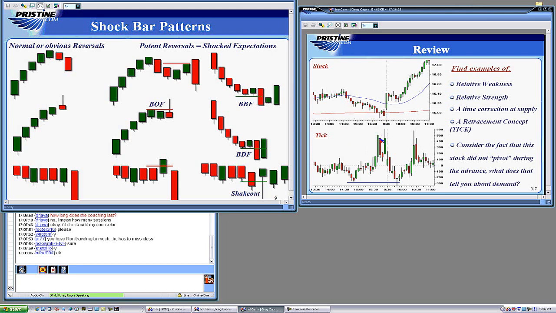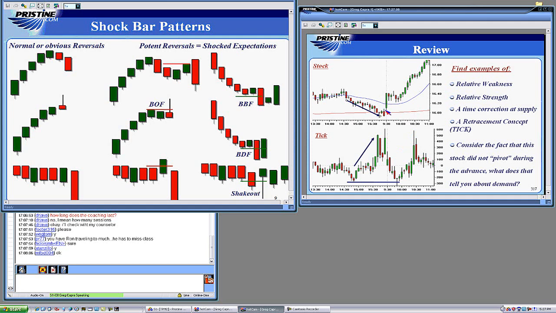Relative weakness: ticks were moving up, the stock was moving down. Relative strength: the ticks moved down. We use prior lows in the tick as a reference point for broad market support. Prior highs in the tick are used as a reference point of broad market resistance. As the ticks had moved down this day, this stock went sideways. So it showed relative strength.